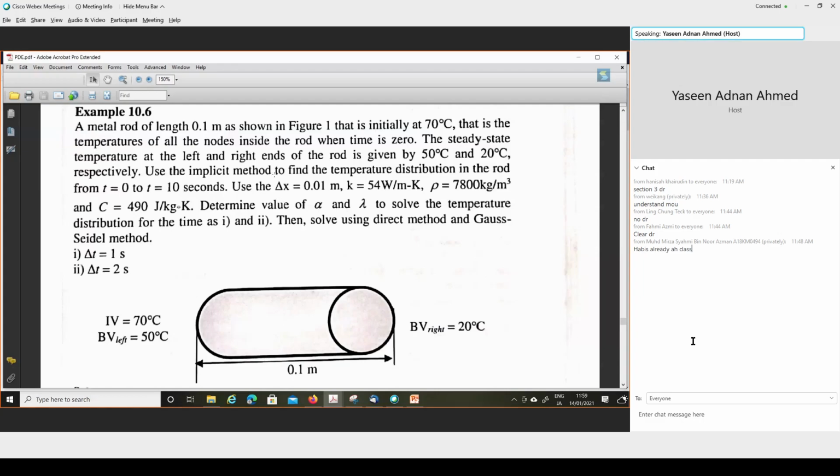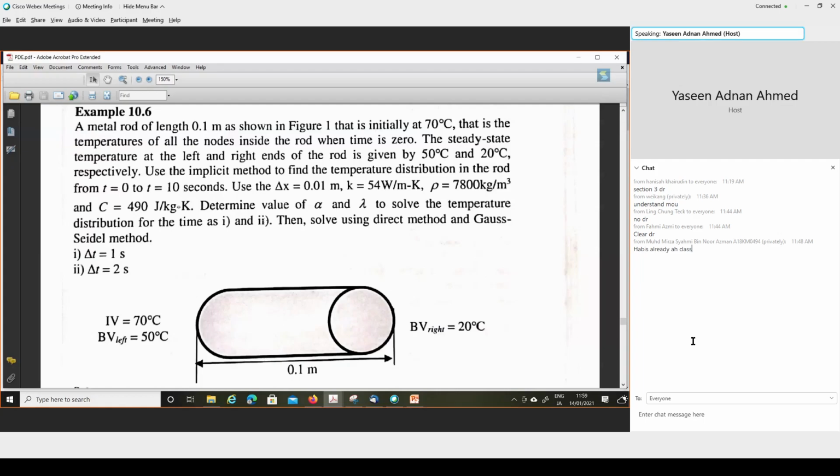Then you have to use the implicit method to find the temperature distribution of the rod. Implicit method means you already know that you have to use the method that I just explained. You have to solve the system of linear equations, right? After all the values are given, you have to find out the alpha and lambda. This one you already know, and you also need to solve this problem using the direct method and Gauss-Seidel iteration.